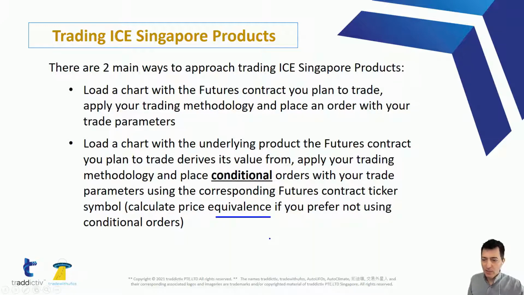Very good. So again, option number one, chart the futures contract, apply the methodology to the futures contract, and take the trade. Option number two, chart the underlying and trade the futures contract. Okay? And within option number two, we also have two options, which is use conditional orders or calculate the price equivalence.